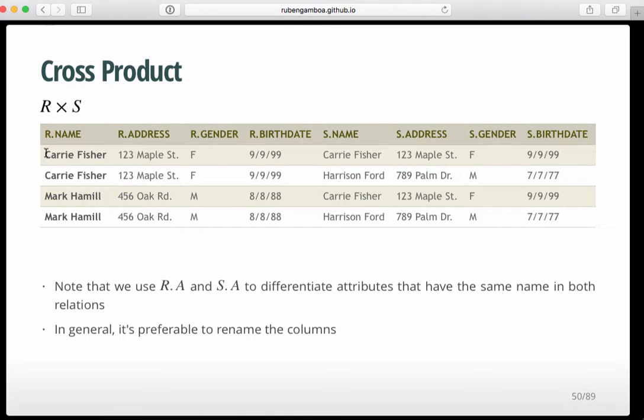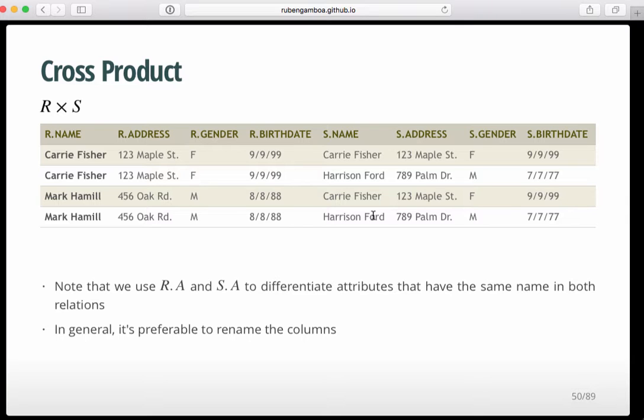Now, how do we actually build them? Let's look at this one here. This is just a tuple from the first table, and then this is a tuple from the second table, and then the second tuple from the first table. So look at this. Carrie Fisher is our first row in R. It will appear twice because it appears once for each tuple in S. Likewise, Mark Hamill was our second tuple in R, and it appears twice because it appears once for each row in S. So there's just kind of an order in which we do this.